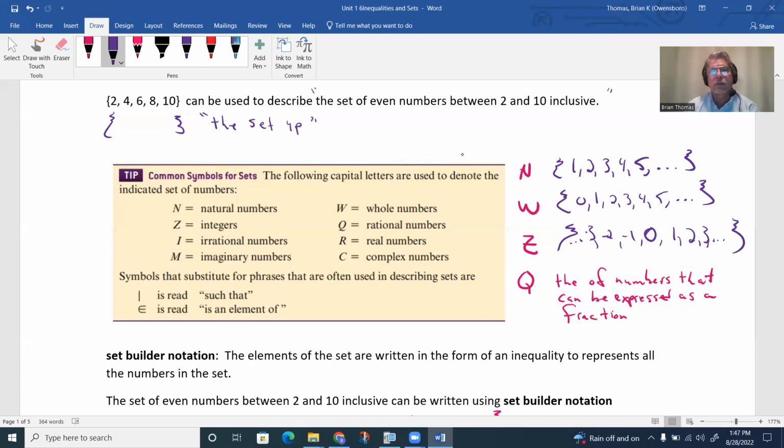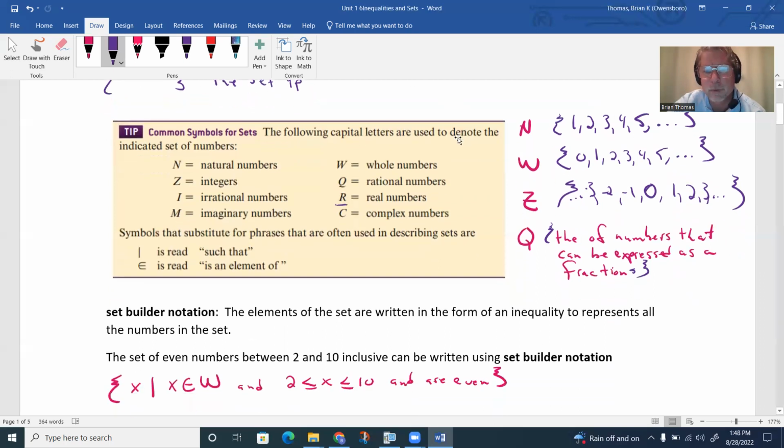Q represents the set of rational numbers. The set of rational numbers is the numbers that can be expressed as a fraction. In this case, I actually have to use words: the set of numbers that can be expressed as fractions. That's what we call rational numbers. Another one commonly used is the letter R. Capital R represents the set of all real numbers. We'll be using that quite a bit, maybe in this section as well. We'll talk about that more.